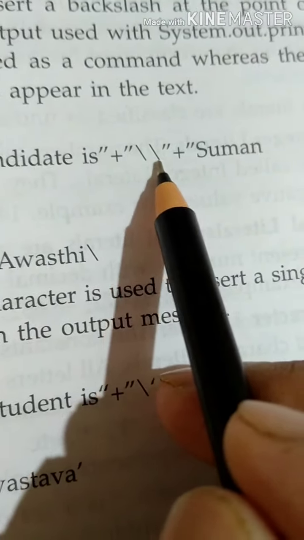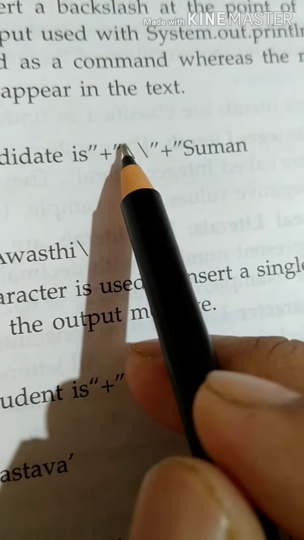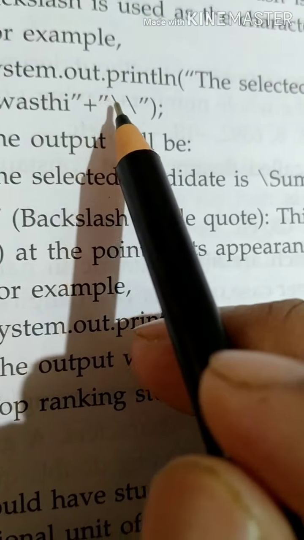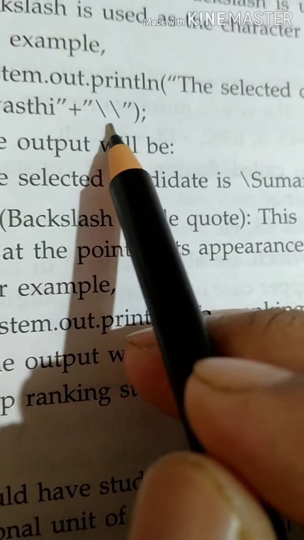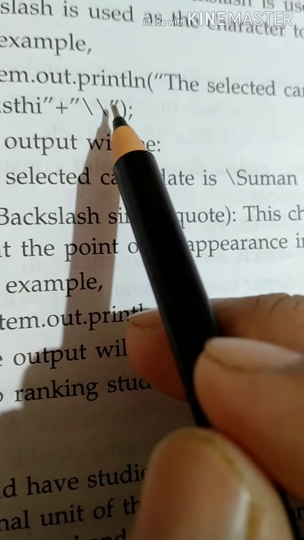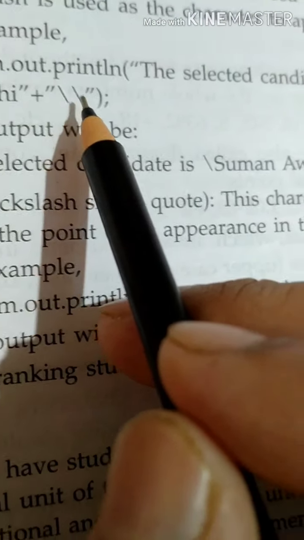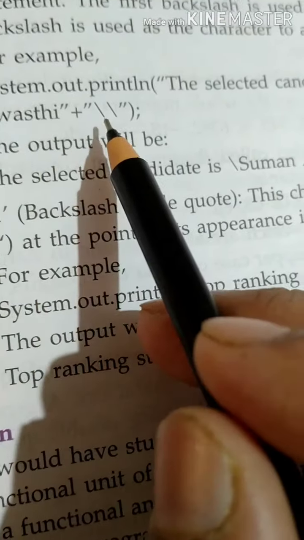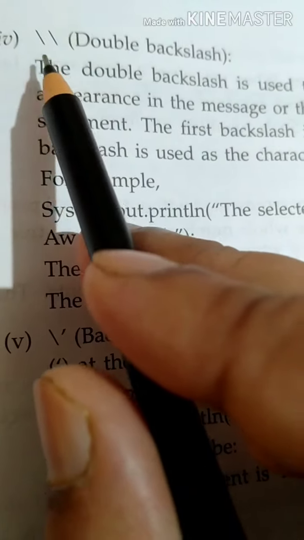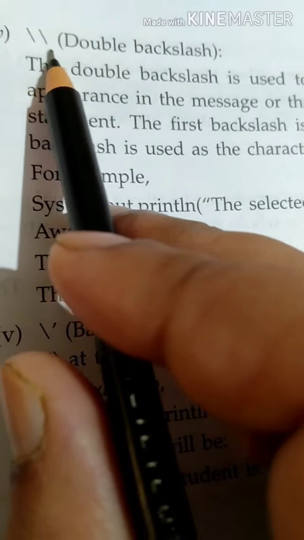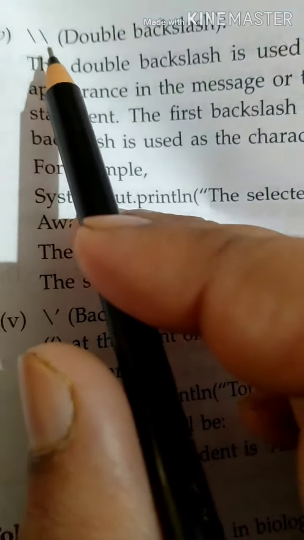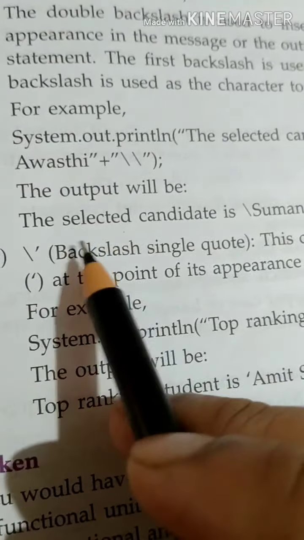So pay attention here, this double backslash is under this double quote, enclosed within this double quote. Here also this double backslash is enclosed within double quotes. So it will show Suman Avasthi between single backslashes. Okay, double backslash we give in the output statement to show the single backslash. Okay, the output will be like this.